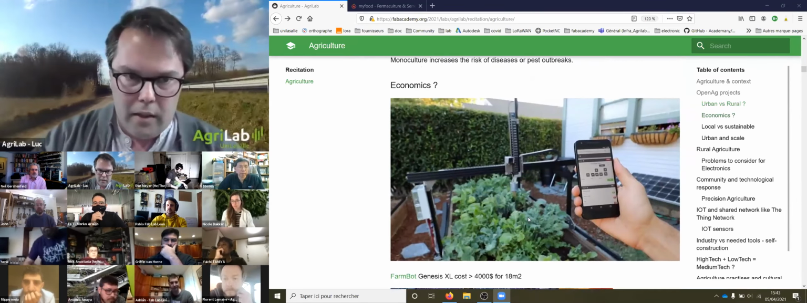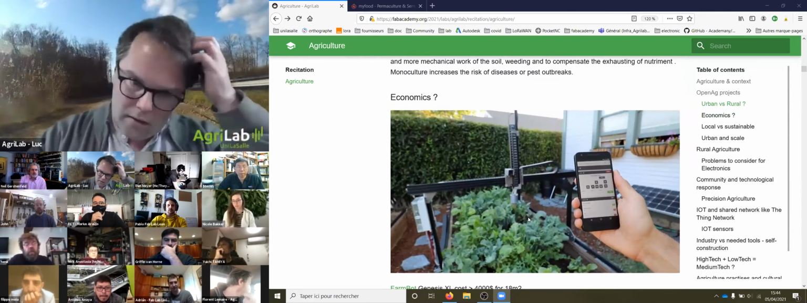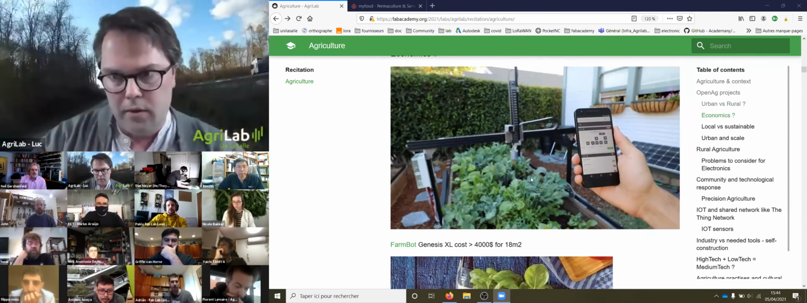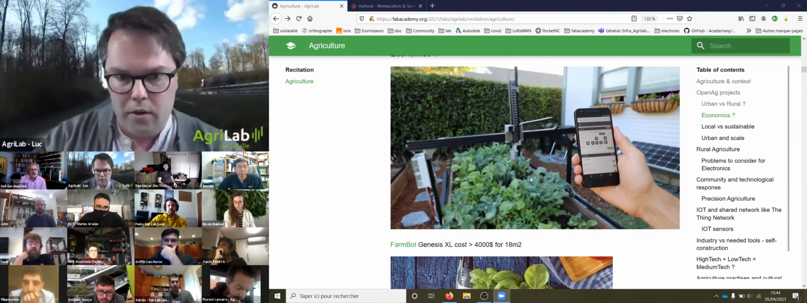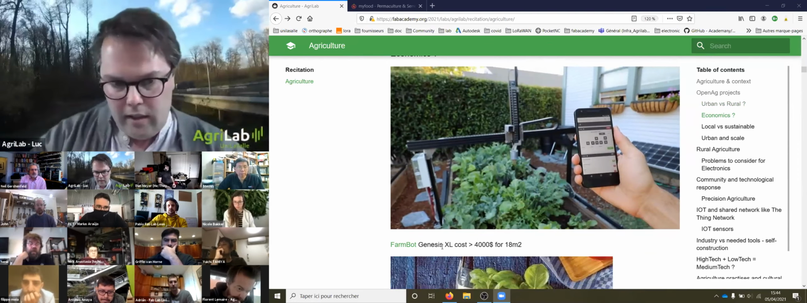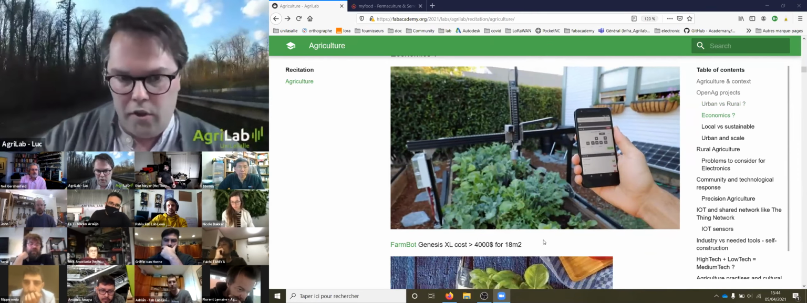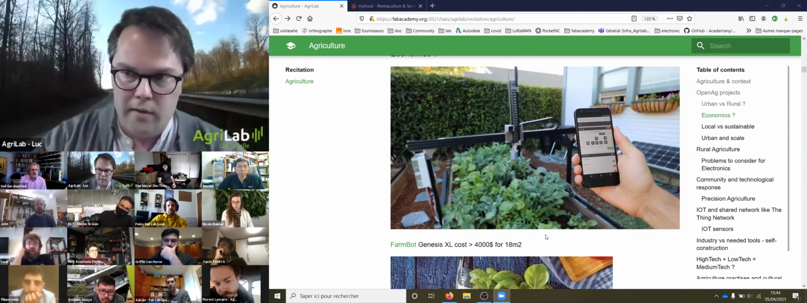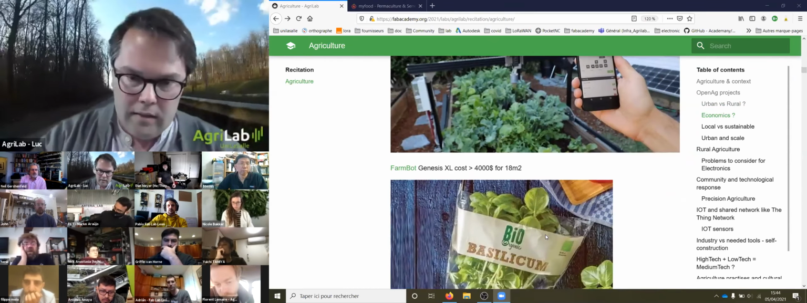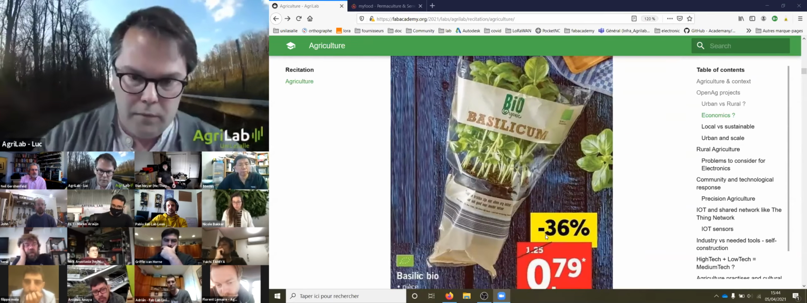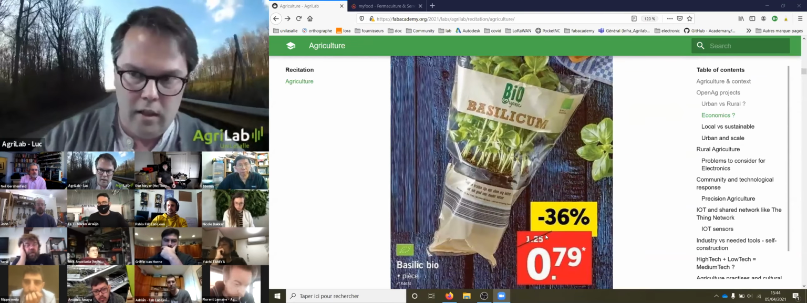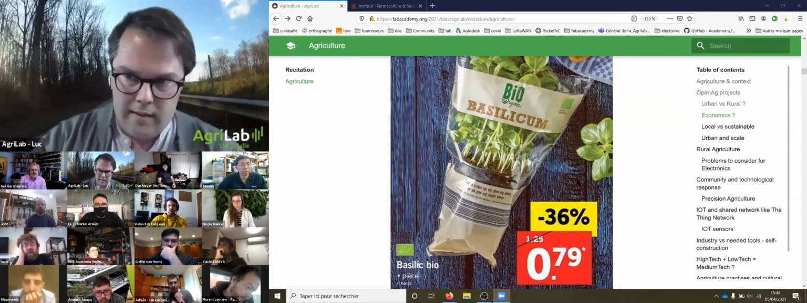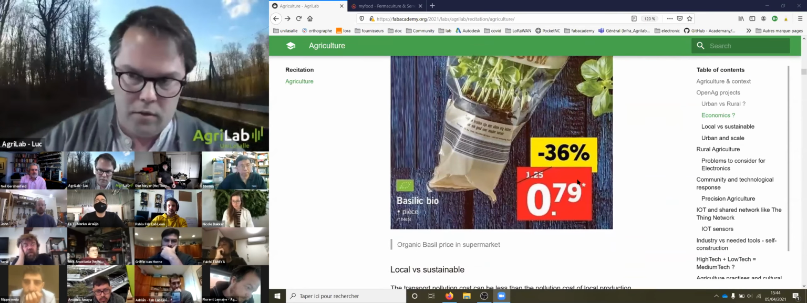So I think previously you had somebody talk about farm bots. This is generally what is shown with agriculture. And here I take the Excel version. So it costs about $4,000 for 18 square meters. And this is not realistic for economy in agriculture, like a basil costs less than $1. So this is not realistic.